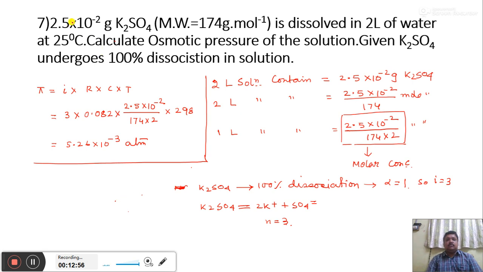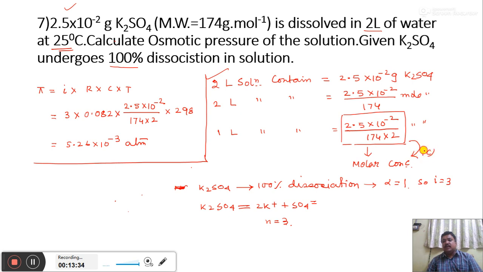In this video, my last question is: 2.5 into 10 to the minus 2 gram K2SO4 dissolved in 2 liter of water. Now, calculate the osmotic pressure of the solution. Given K2SO4 undergoes 100% ionization. Temperature is mentioned as 25 degrees centigrade. 2 liter solution contains 2.5 into 10 to the minus 2 gram. From this data, we can calculate that 1 liter solution contains 2.5 into 10 to the minus 2 by 174 by 2 mole K2SO4. That's the molar concentration.